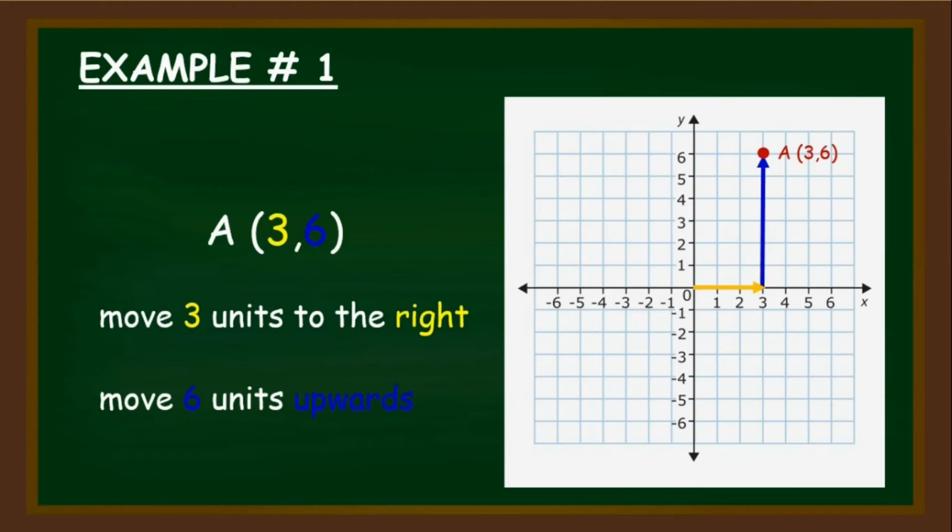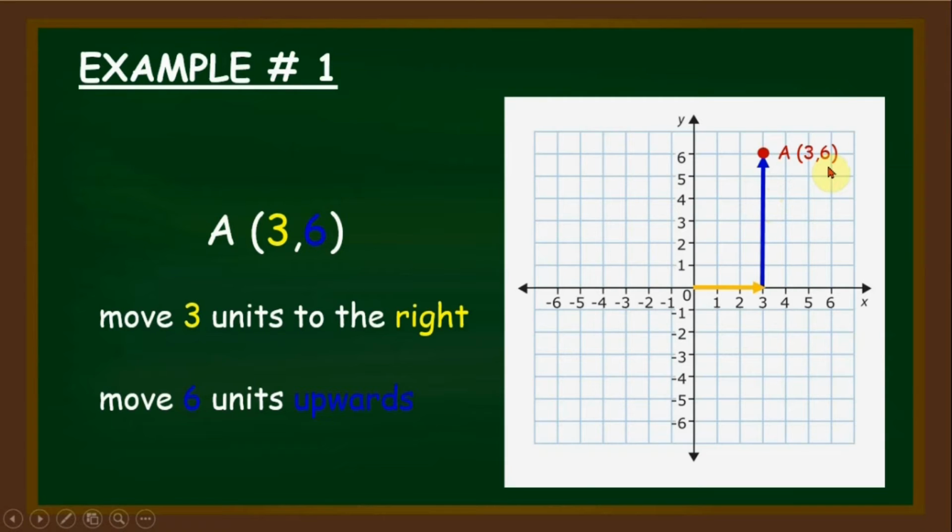So let us now plot this point. For point A (3, 6), again, we have to move 3 units to the right. Plotting the point on a Cartesian plane, we always have to start at the origin, which is (0, 0). So we start with the x: move 3 units to the right. Starting from the origin, 1, 2, 3. And then we have to move 6 units upwards. So it's 1, 2, 3, 4, 5, and 6. So that is where our point lies. So this is point A (3, 6).